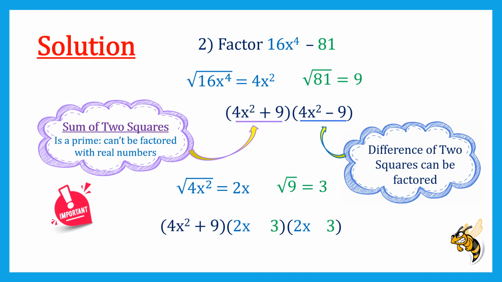And remember, when we factor the difference of two squares, one parenthesis gets a plus and one gets a minus. So I'm going to go ahead and add the signs in. And those three parentheses together is my final answer. So my final answer is 4x squared plus 9 times 2x plus 3 times 2x minus 3.